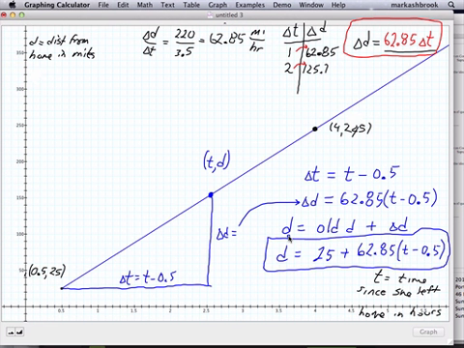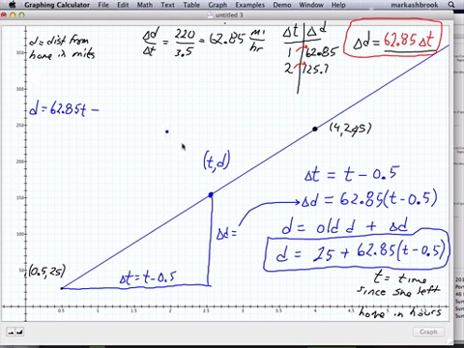So now we look at that. Are the quantities t and d proportional? Yes or no? Is d a constant multiple of t? Can we write it as d equals k times t? So we can rewrite this. Let's do it up here. So d equals, we can combine the 25 and the 62.85. So multiplying this out and combining like terms, we get 62.85 times t.